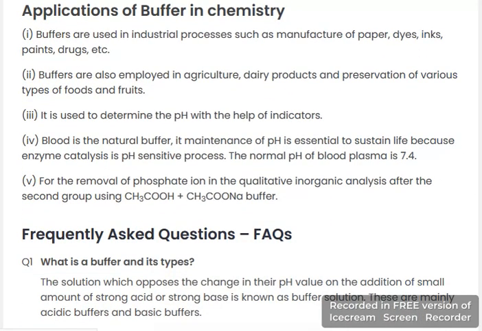Buffers are used for industrial processes such as the manufacture of paper, dyes, ink, print and drugs etc. Buffers are also employed in agriculture, dairy products, and preservation of various types of food and fruit. It is also used to determine pH with the help of indicators. Blood is the natural buffer in maintenance of pH, essential for sustained life because enzymes are pH sensitive processes. The normal pH of blood plasma is 7.4.